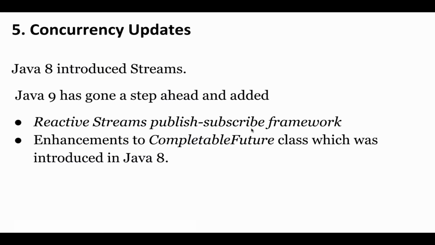Publish subscribe is the same model, like you have a publisher who can publish updates, and you have a set of subscribers who subscribe to that and receive the updates. Okay. Similarly, you have enhancements to the CompletableFuture class. This was actually introduced in Java 8, and Java 9 has enhanced it.